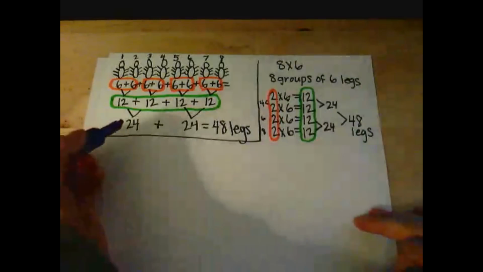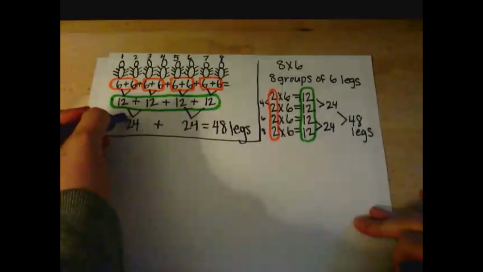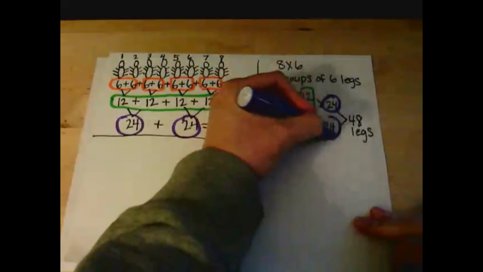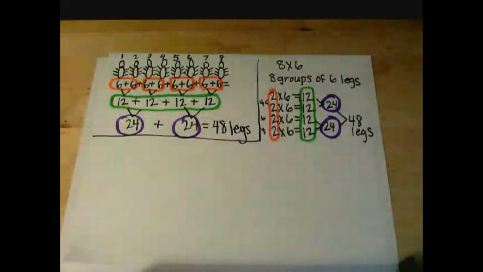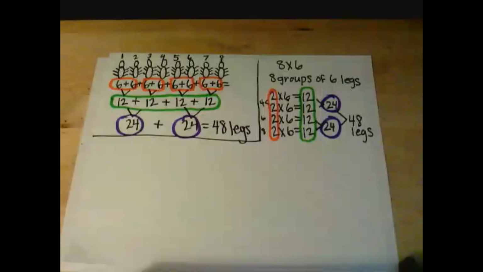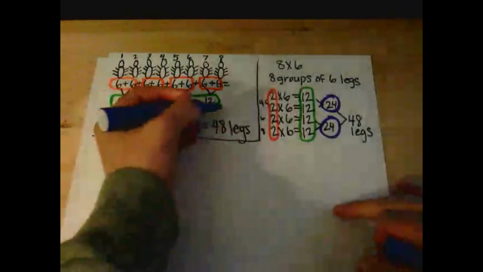Yep, then we combined our 2 24s. So we kind of ended up the same way. We ended up adding those 4 12s together and then the 2 24s to get to our 48. And then we ended with 48 legs.